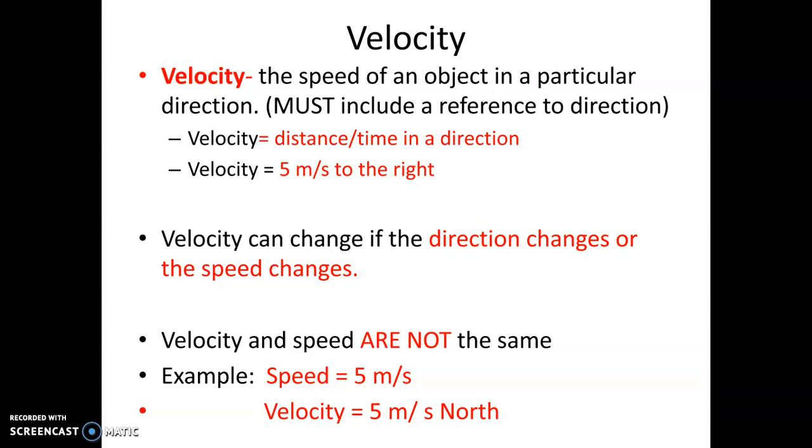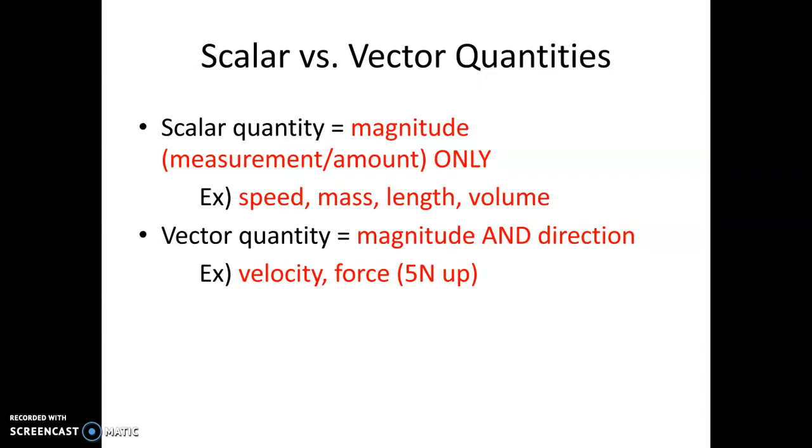It just has to be some sort of reference to some sort of direction. Okay? So then this means that velocity can change if the direction changes or if the speed changes. So if I'm going 5 meters per second to the right, but then I all of a sudden start going left, that's going to change my velocity. So again, velocity and speed are not the same. Okay, this brings us into scalar versus vector quantities. So a scalar quantity, which is something like speed, is a magnitude. So it's a measurement amount only. So most of the things we've talked about so far, mass, length, and volume and speed, are scalar.